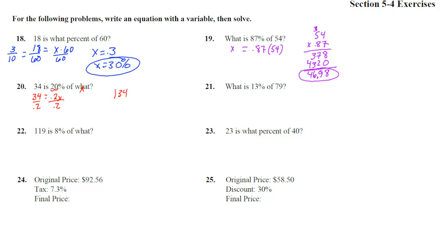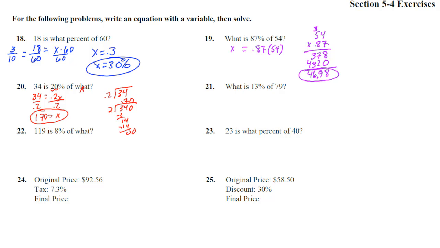34 divided by 0.2 is the same as 340 divided by 2. 2 goes into 3, that's once. Subtract. 2 goes into 14 7 times. That comes out nice. And then a 0. So x is going to be 170. 34 is 20% of a very large number, 170.